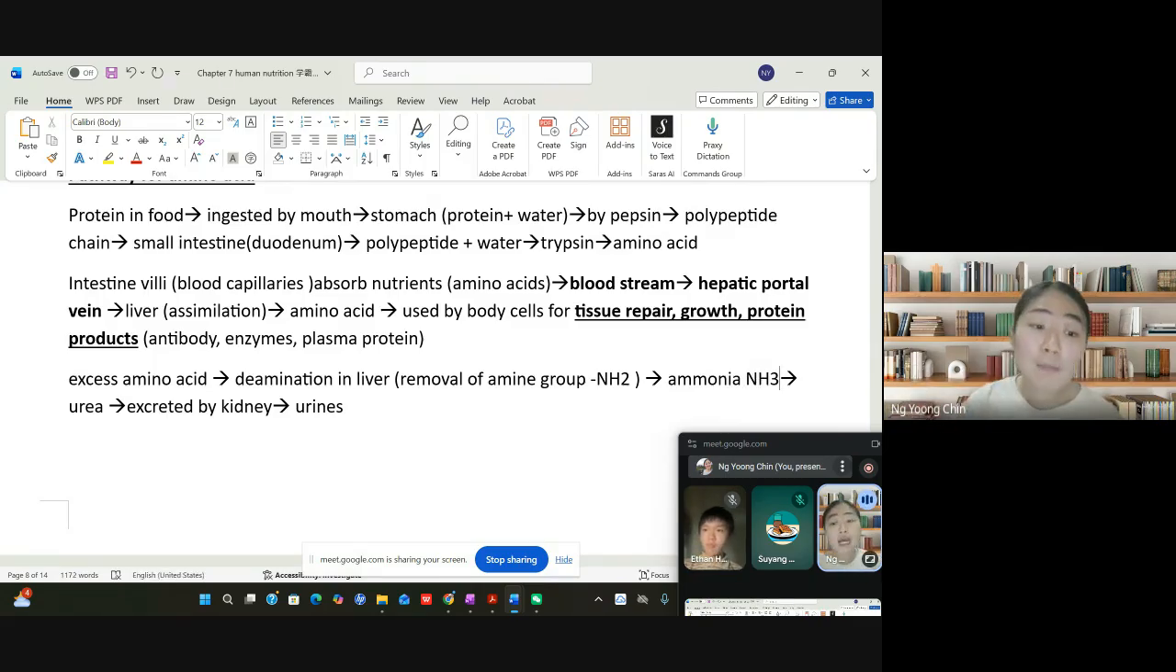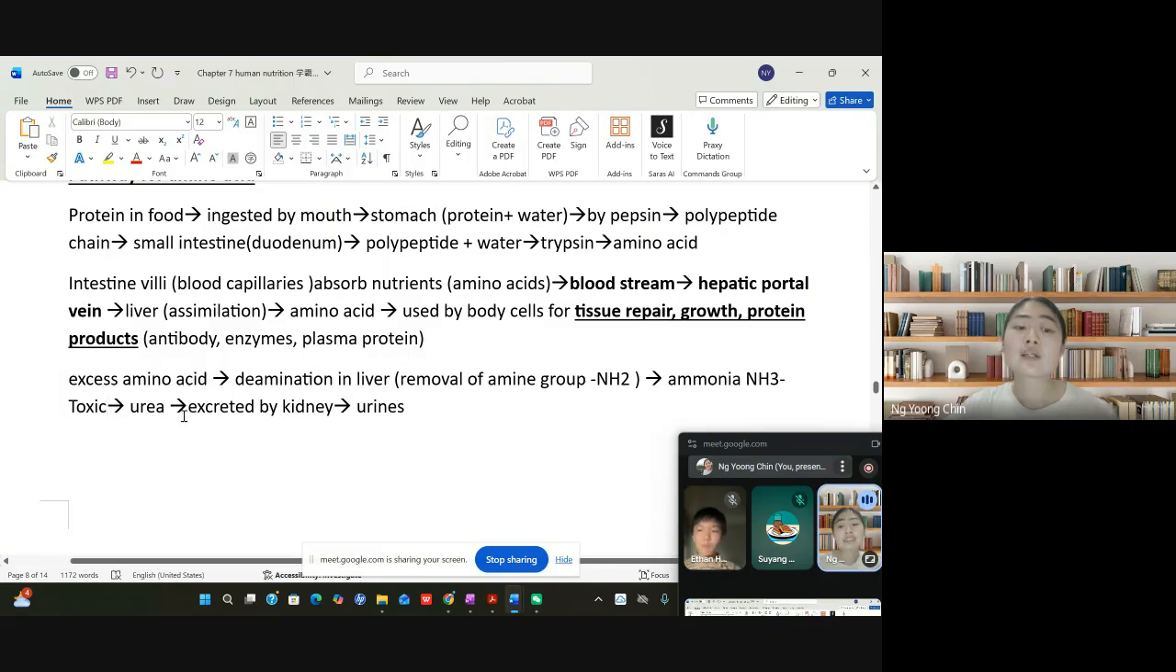So later the ammonia becomes urea. Why does the ammonia need to become urea? Why can't it just stay as ammonia and be passed out in our urine? Because ammonia is what? Toxic. Ammonia is toxic. Toxic is not good for our body, not good for our body cells. So that's why we need to convert it into the less toxic urea. Urea is less toxic compared to ammonia.